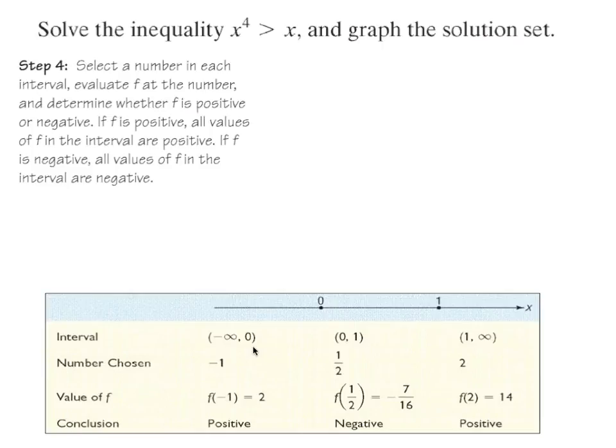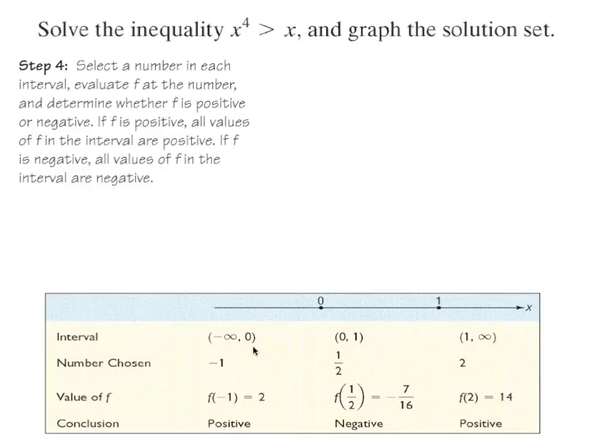So if you think about it, the nicest number from negative infinity to 0 would probably be negative 1. The nicest number between 0 and 1, unfortunately, we're kind of stuck with a fraction here, but you could pick 1/2. That's not too bad. And then from 1 to infinity, 2 is a pretty nice number.